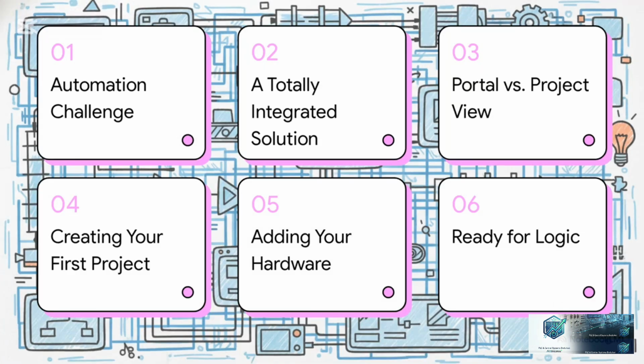Here's what we're going to cover. We'll start with the big problem automation engineers used to have. Then we'll see how Siemens came up with a brilliant solution. We'll check out the software's two main interfaces, and then we're going to walk step by step through creating and setting up your very first project. By the end, you'll be all set for the really fun part, writing the actual code.